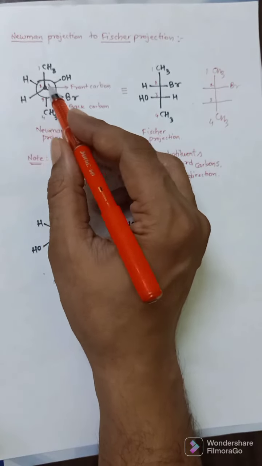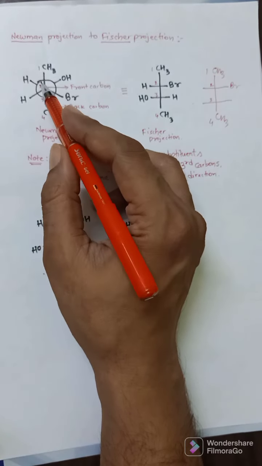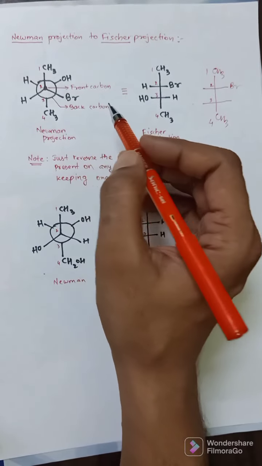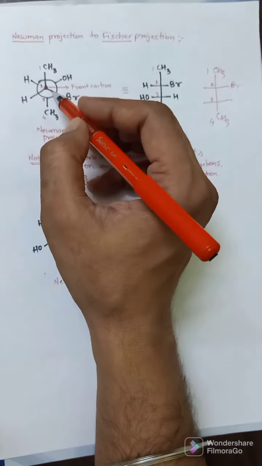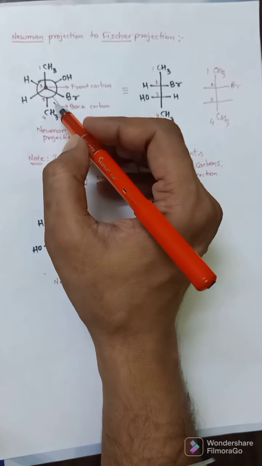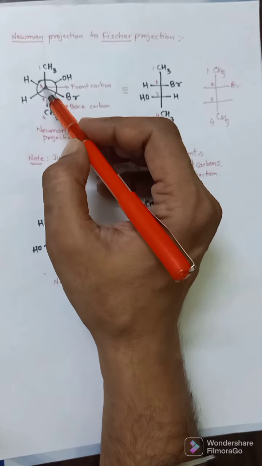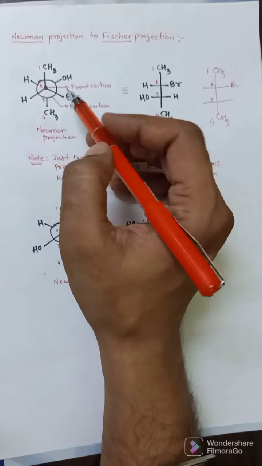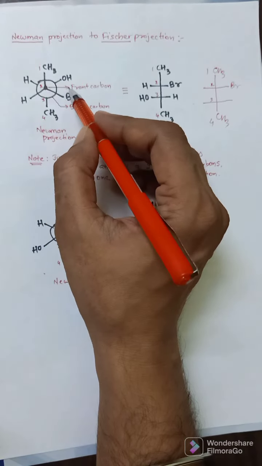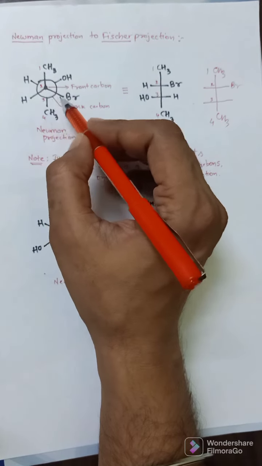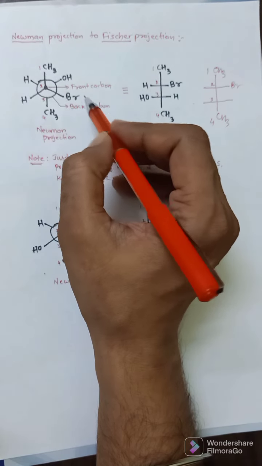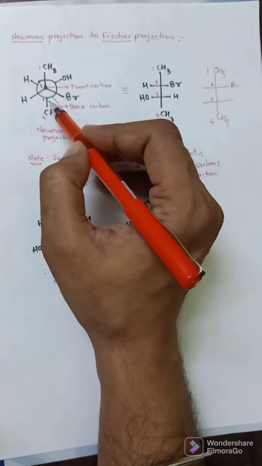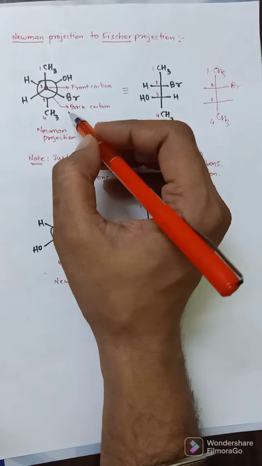See, suppose this Newman projection formula is given to you and you have been asked to convert it into a Fischer projection. This Newman projection contains 4 carbons: carbon number 1, 2, 3 and 4. The center carbon is called the front carbon and the circle carbon is called the back carbon. I have labeled the front carbon as the second carbon and the circle carbon as the third carbon.